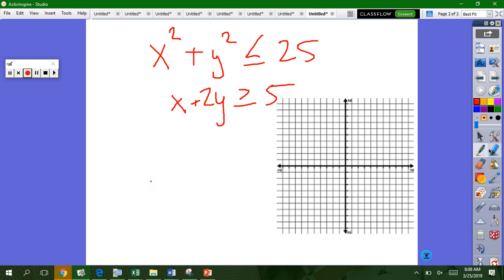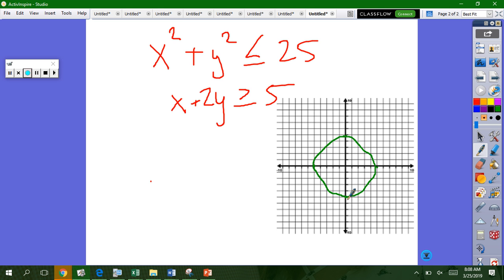Okay, so once again, what's this top figure? It's a circle. What's our center again? 0, 0 with a radius of 5. Okay, is this a dashed or a solid line this time? Solid because of the greater than or equal to, right? Does that make sense to everybody? That's so pretty.